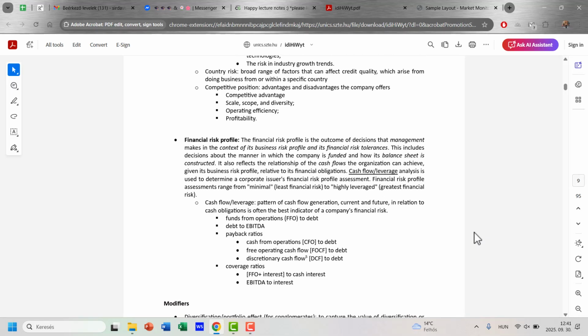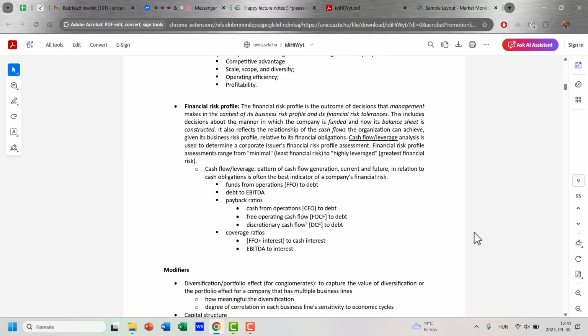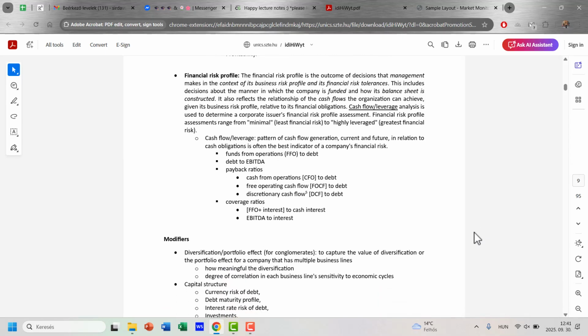Okay, competitive advantage. Are we unique or not, and how unique are we? Scale, scope, yes. Operating efficiency, profitability, I mentioned these ones. Then the other thing is the financial risk profile. So how much money can we make and what kind of funding is provided for that? So, cash flow to leverage analysis.